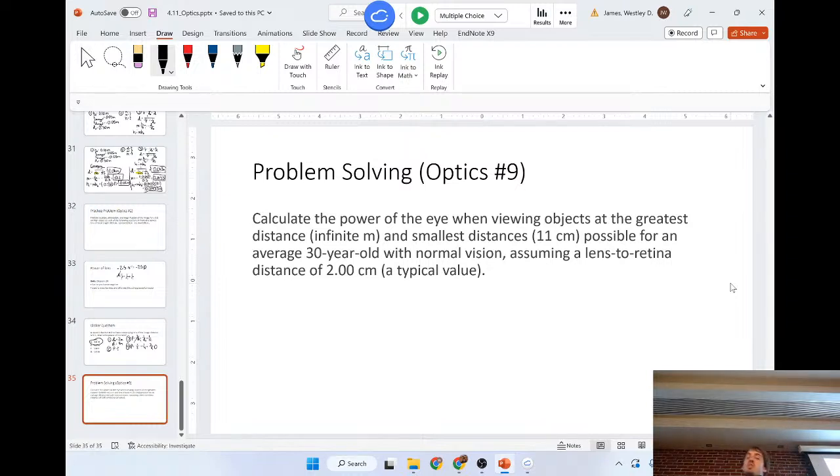So in the book, interestingly enough, they put the smallest distance that you could see at 20 centimeters. So take your eyeball, go 20 centimeters away. It was saying that's as far as you could see. I didn't believe them because I could move my finger closer and still be pretty in focus. So I did a little bit more searching. 11 centimeters seemed to be more on track.